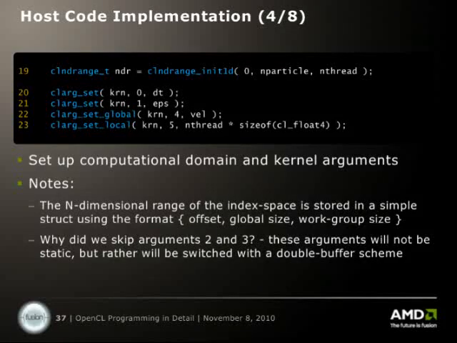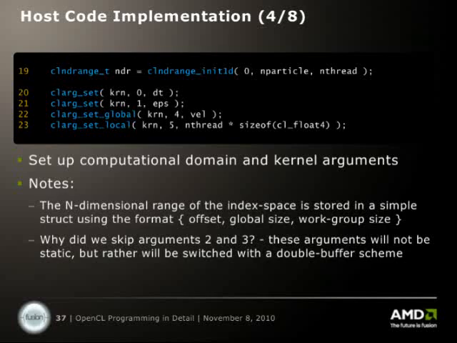Okay, the next thing we need to do is set up our computational domain, and we need to set our kernel arguments. We use some macros to do that here. Basically, we have a one-dimensional kernel, a computational domain. The size of the computational domain is n particle, and our local workgroup size is n thread. All that's happening in line 19 is we're creating a very simple struct that has our computational domain stored in the order offset, global size, and then workgroup size. We're going to use that struct later when we execute the kernel.